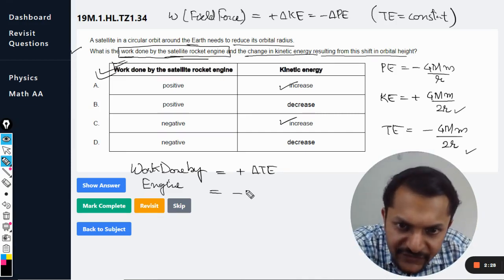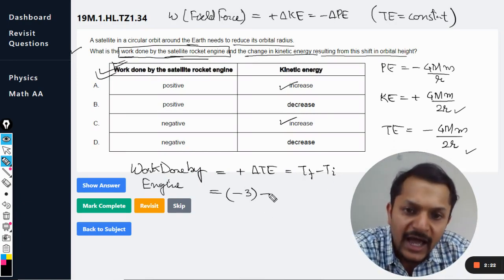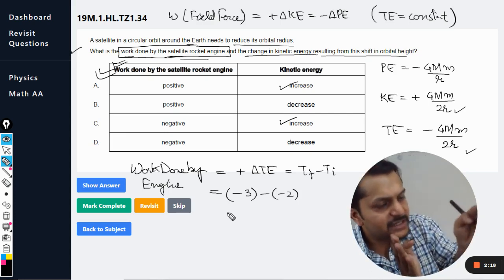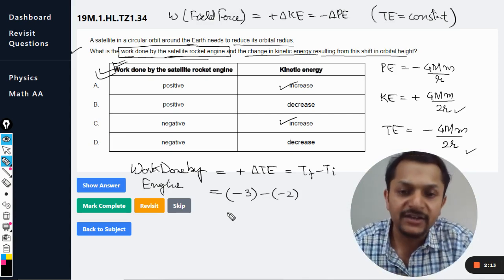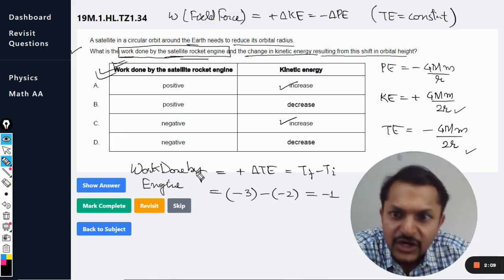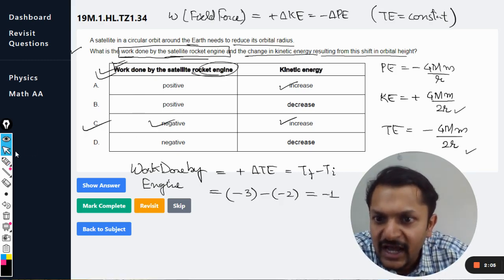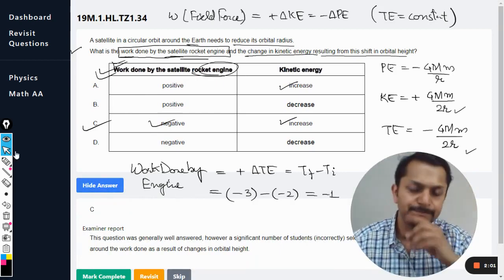So the total energy finally is becoming minus 3. Let us say, I'm just taking an example here. I've just chosen minus 3 as a value. And let us say earlier it was minus 2. What I'm saying is as the body is coming near to the earth, the total energy is becoming more negative. So it is minus 3 minus minus 2. It is negative. So one thing is sure, that the work done by the engine is negative. So the answer is C. And yes, the answer is C according to the mark scheme.